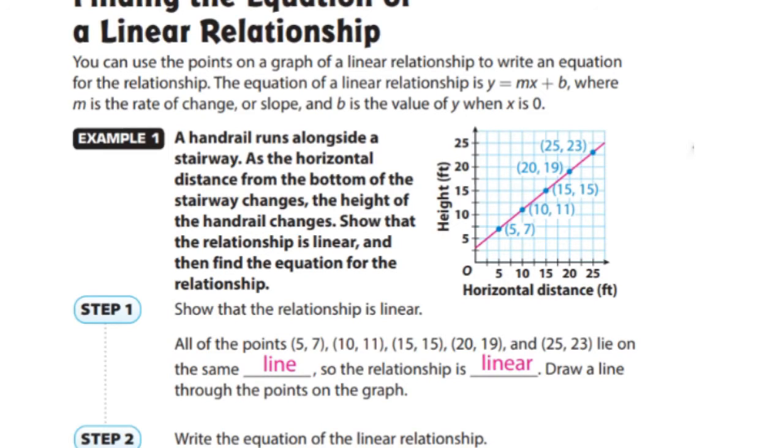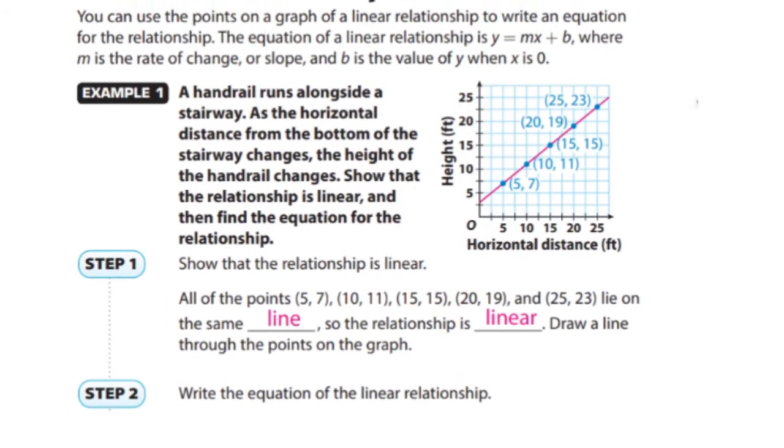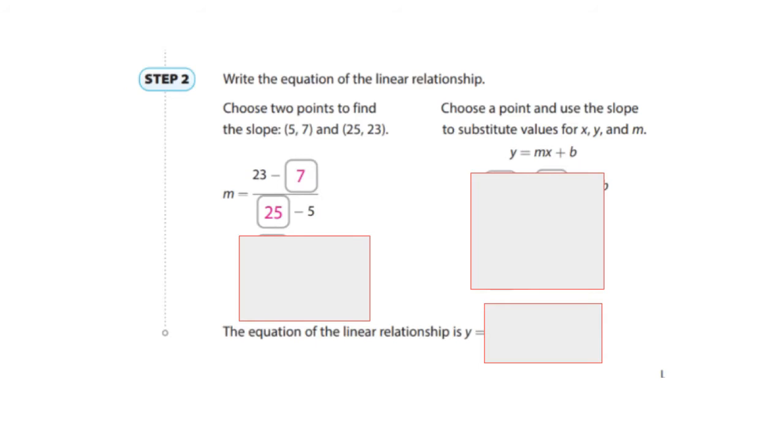Okay, now we define the equation of the relationship, and that's on the next page. We're going to write the equation of the linear relationship. So we need two things. We need the slope, and we need the y-intercept. For the slope, they chose 5 and 7, 25 and 23. Those are points from the table above.